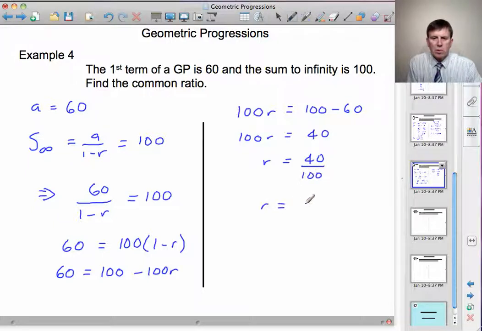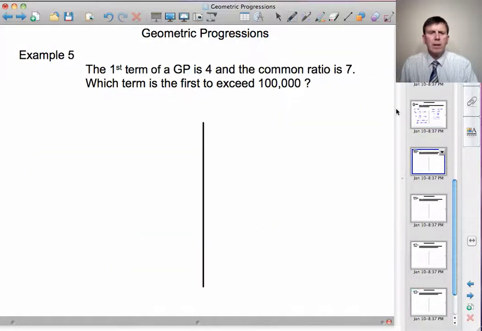So R equals 0.4. Of course it has to be between 1 and minus 1, otherwise there wouldn't be a sum to infinity. So that's the answer. The common ratio R is equal to 0.4. Example 5. The first term of a GP is 4 and the common ratio is 7. Which term is the first to exceed 100,000?